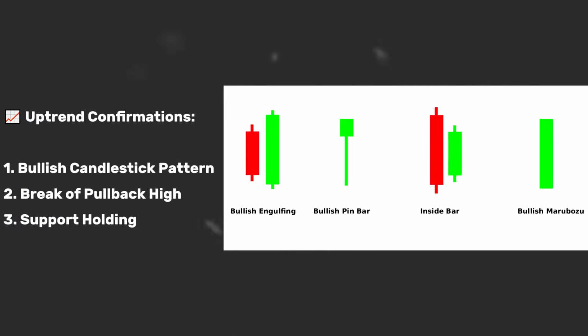In an uptrend, look for one of these signs. 1. Wait for bullish candlestick patterns. These could be a bullish engulfing, a bullish pin bar, an inside bar breakout, or a bullish Marubozu. Once one of these patterns forms, it's safer to consider a buy entry.